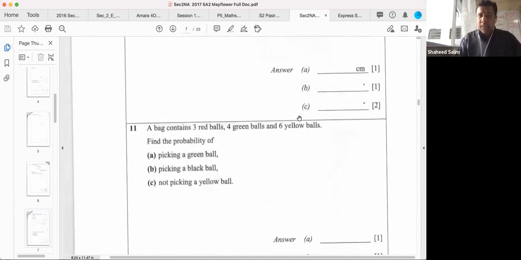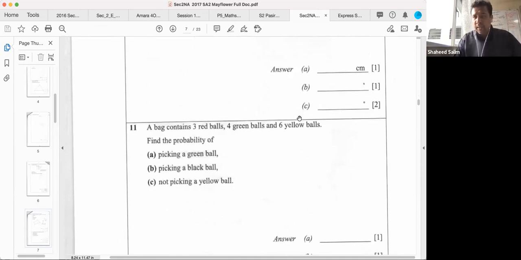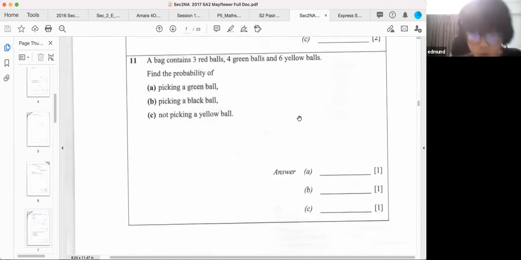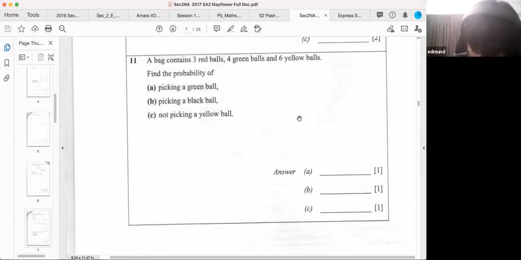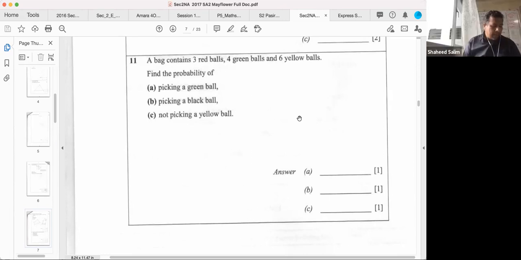Okay, probability, have you done? Are you tested? Yes, okay. So can you try now? There's 3 red balls, 4 green balls, 6 yellow balls. Probability of pulling up a green ball. Oh, 4 over 13? Well done.